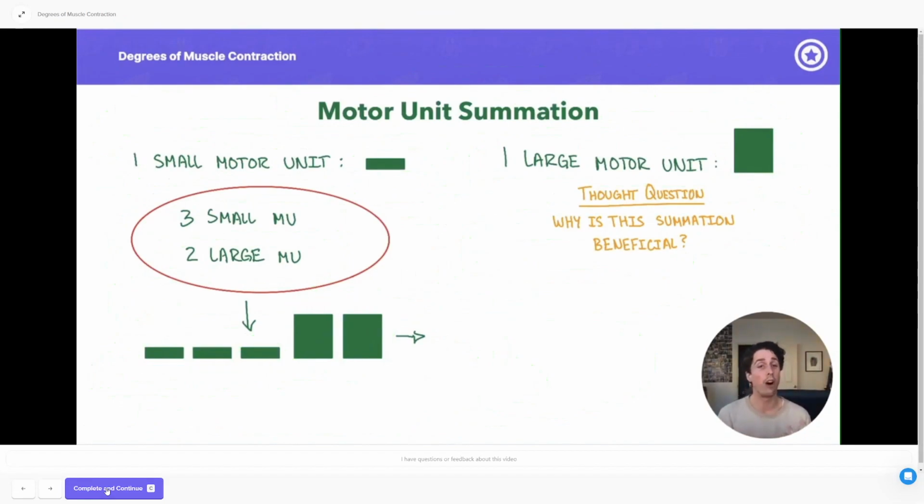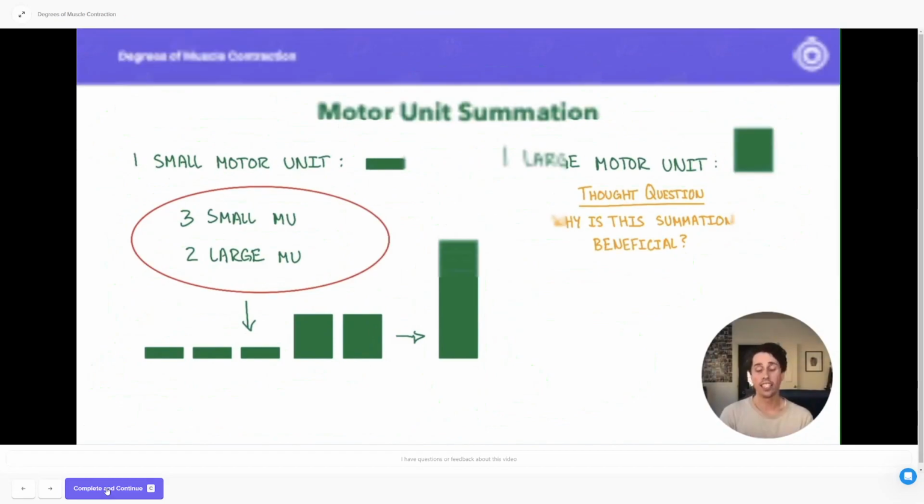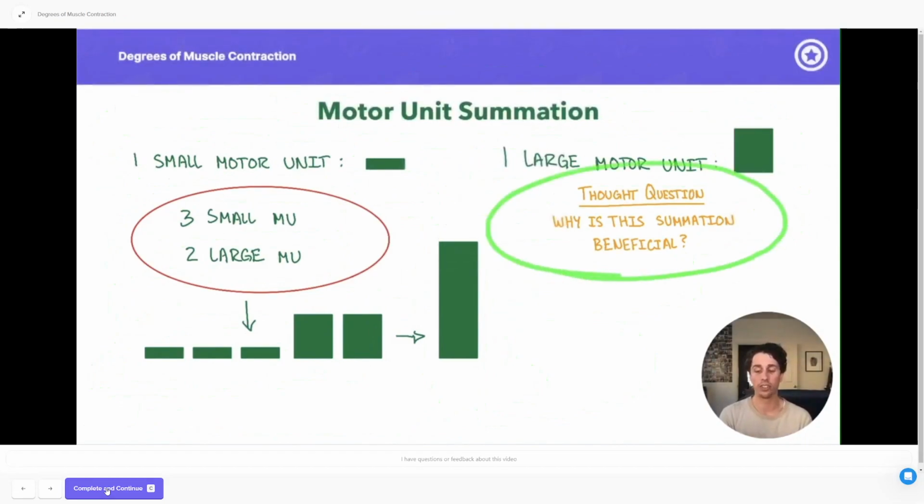And eventually the force of all those motor units will stack on top of each other, leading to a larger force of that contraction. And so motor unit summation is basically using more and more motor units to lead to a greater amount of force behind the contractions. All right, so let's go ahead and think about this thought question right here.